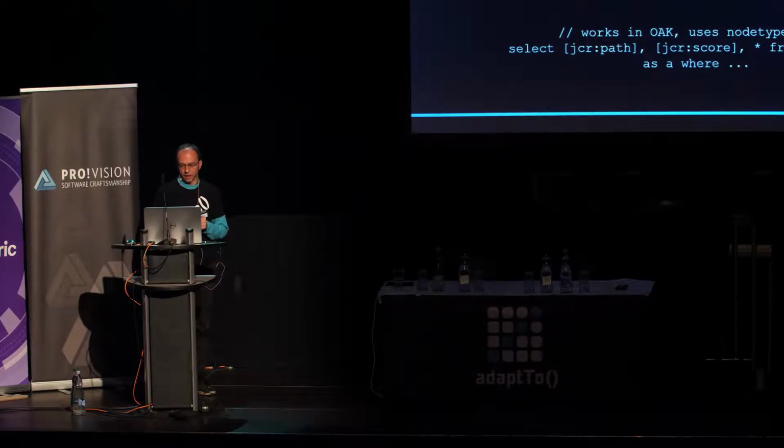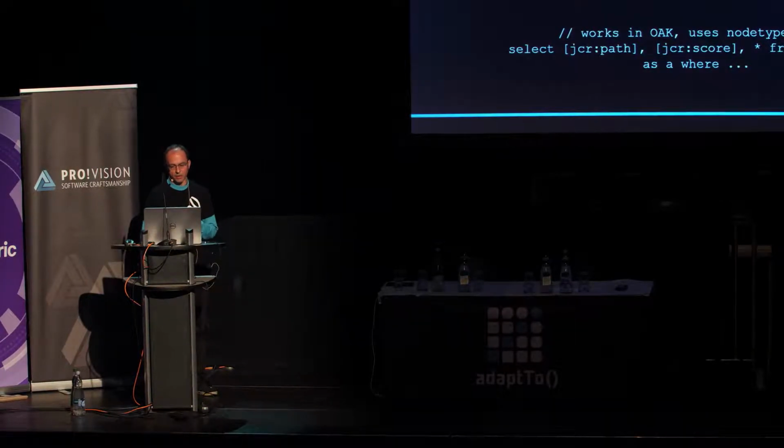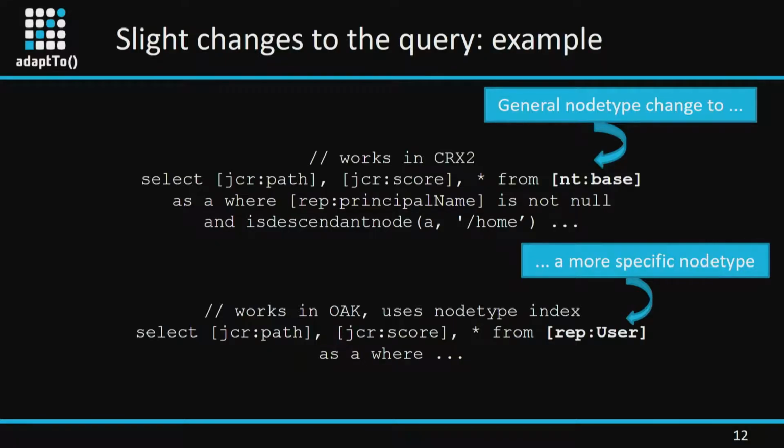That's an example where you can apply the first option. The query above is a query that worked fine in CRX2. It worked fast. It was looking for a general node type nt:base, but now in Oak it's a traversal query. That means it's very slow. It doesn't use an index.